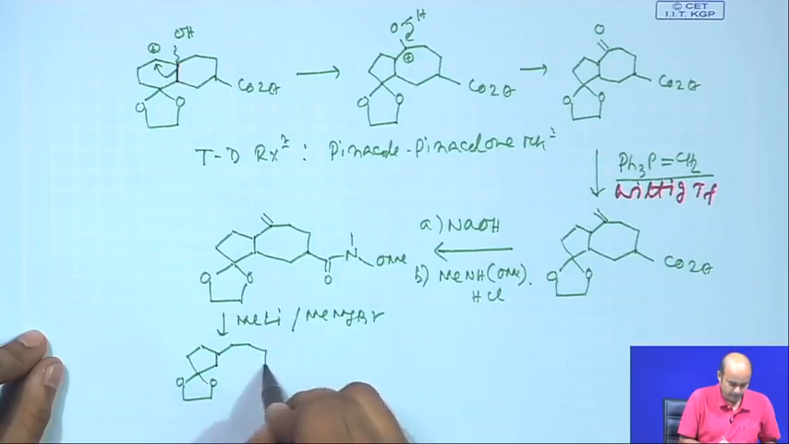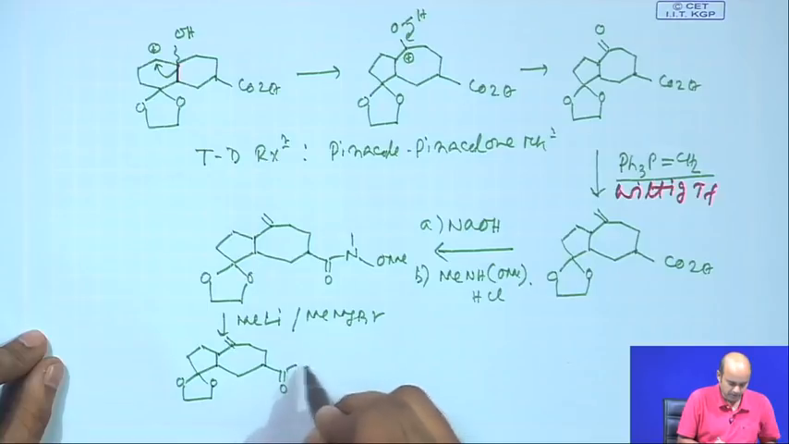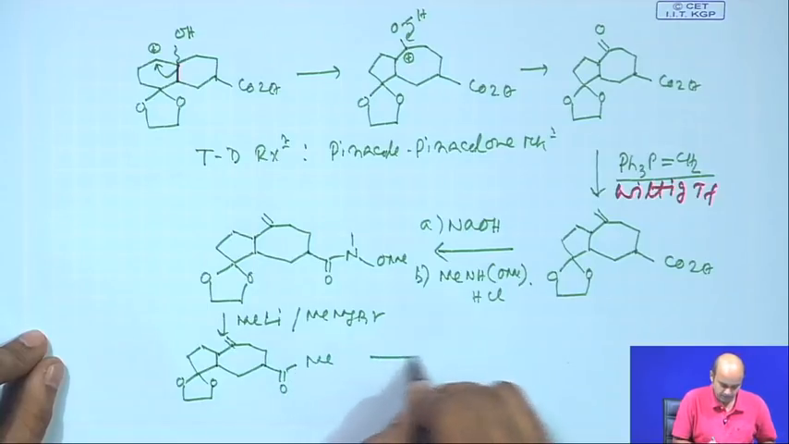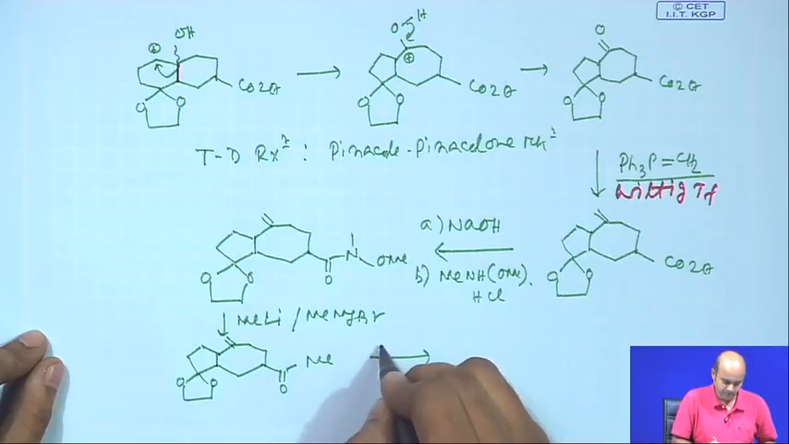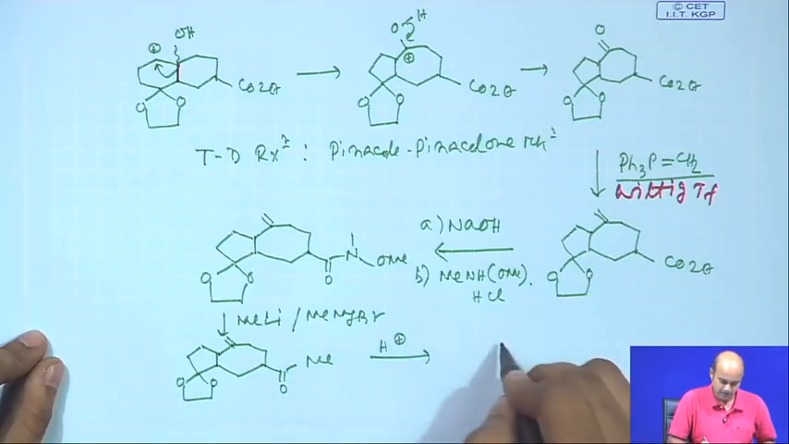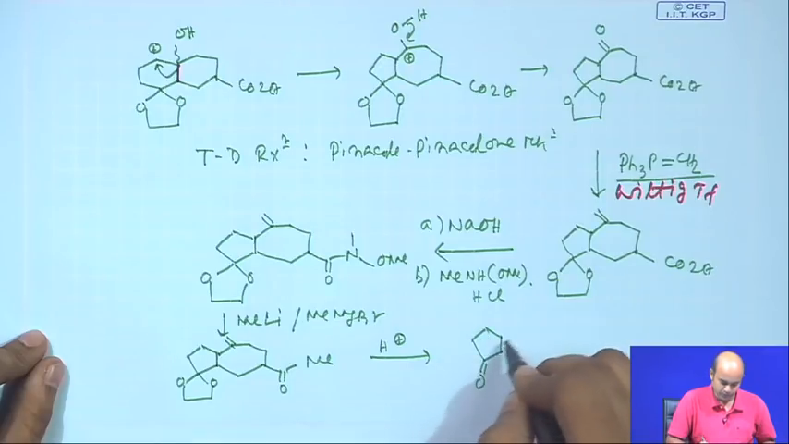You get the corresponding methyl ketone COMe, and now you just remove this ketal functionality by simple H plus treatment, and that will give your target molecule which was desired at the very beginning.